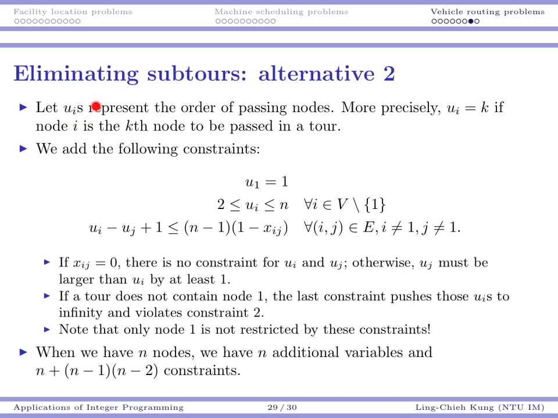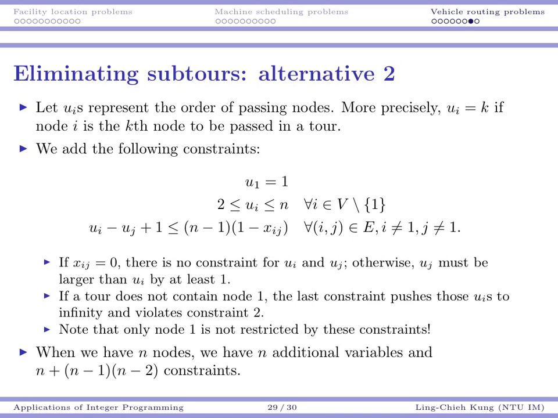Let's use u_i to represent the order of passing nodes in your tour, or more precisely, u_i would be k if node i is the kth node to be visited in a tour. So u_i is 1 means this is the first node. u_5 is 2 means the second node I want to visit is node 5, and so on. Then let's add the following constraints to make this happen.